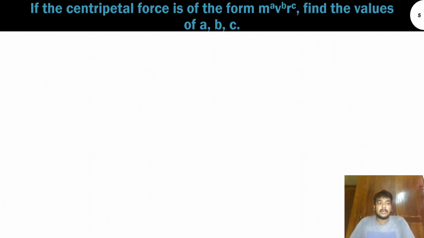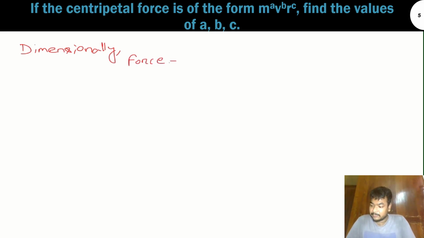So this is the last problem. In this problem, if the centripetal force is of the form m to the power a, v to the power b, and r to the power c, it is asking to find out the values of a, b, and c. So we know that centripetal force is also a force, and its dimension will be the dimension of force. It is given in the question that force is mass to the power a, velocity to the power b, and length to the power c, or r to the power c.